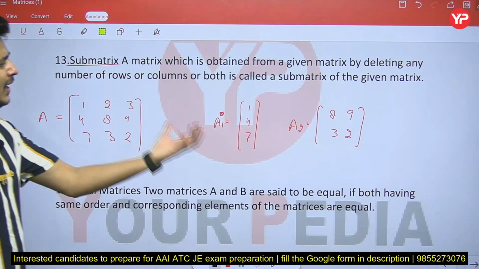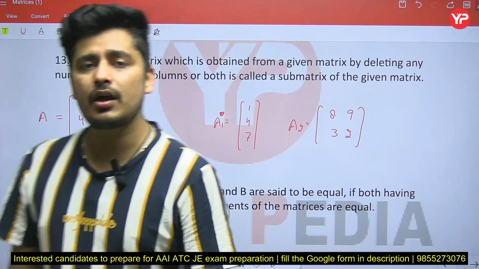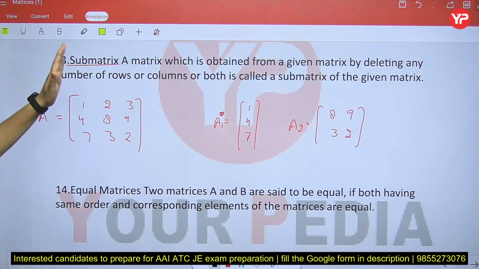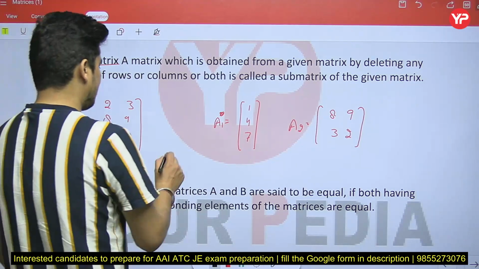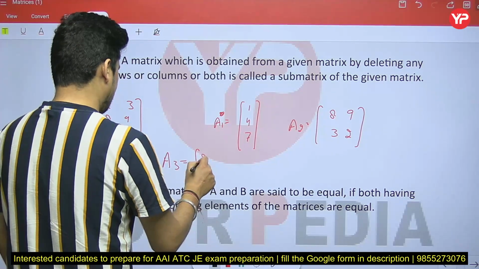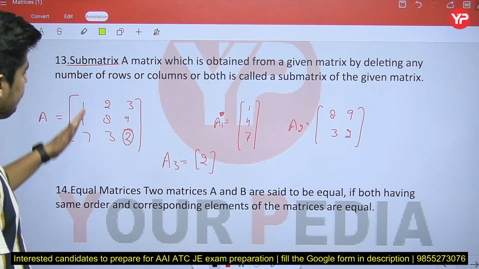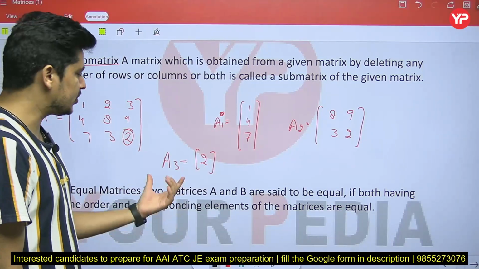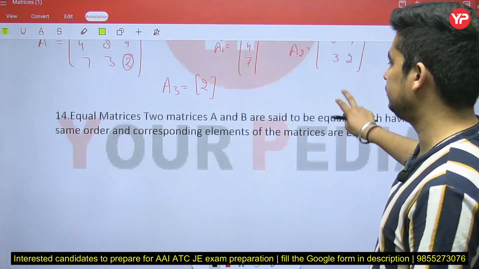So any matrix which can be made from this matrix A by deleting some rows, columns or both is a submatrix. It is not that only if you remove one column or 2 columns will it represent a submatrix. You can delete any number of rows and columns, and you will be left with a submatrix. If I go for A3, if I have only this single element, this 2 only, that is also its submatrix because we delete the first column, second column, first row, second row, and we are left with this element 2. So this is also a submatrix of the given matrix, right? Equal matrices, right? That is important.